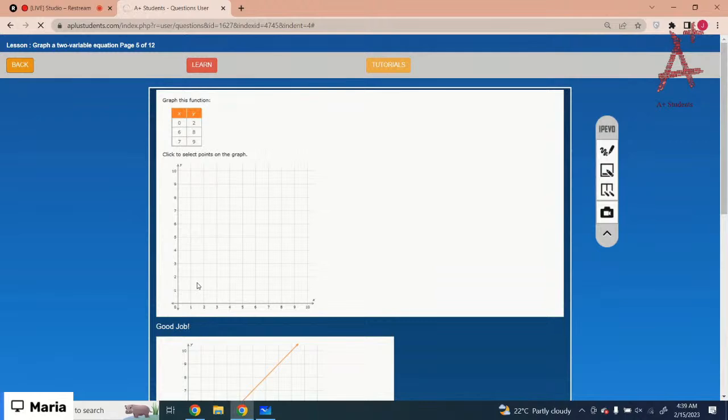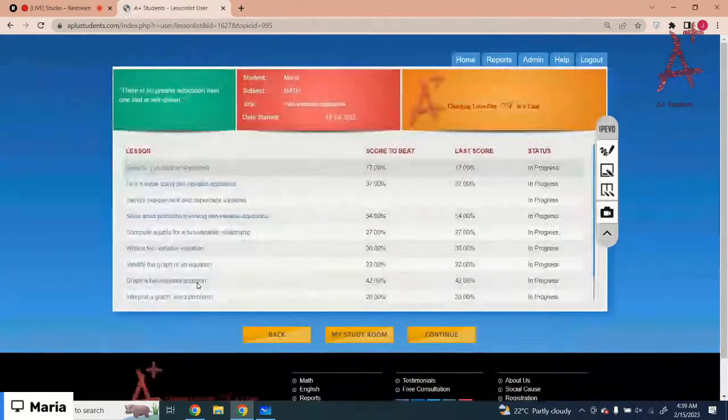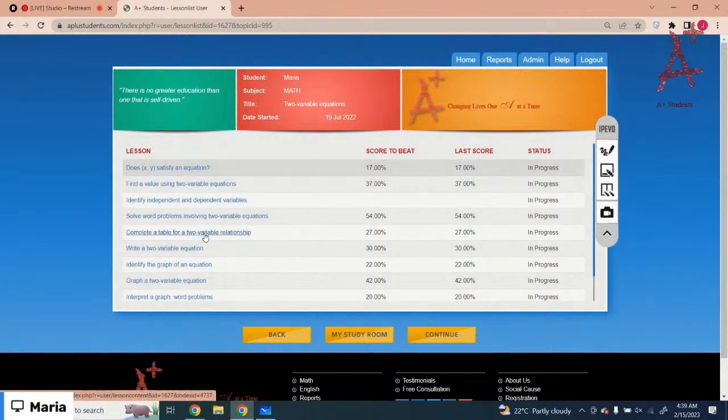Okay, you can complete the test by yourself later today. So here is the list of the lessons we have covered today. We're working on grade 6 maths, and the lessons we have covered today are: complete a table for two variable relationship, write a two variable equation, identify the graph of an equation, and graph a two variable equation. These are the lessons we have covered today.